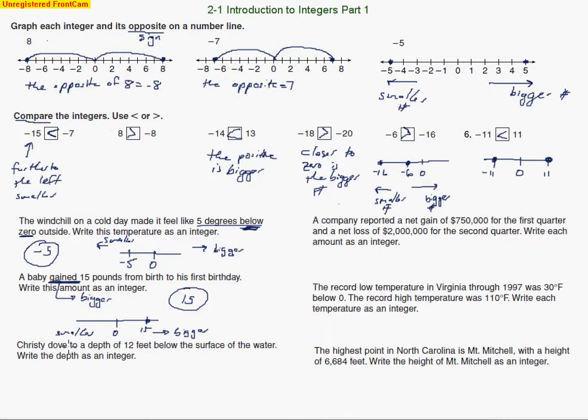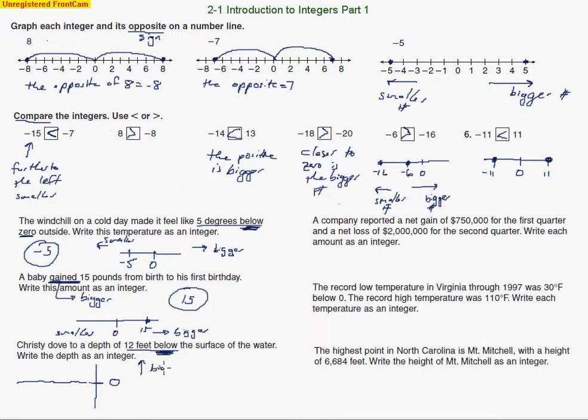Christy dove a depth of 12 feet below. So below, that's the key word, below the surface of the water. Write the depth as an integer. Well, let's go ahead and think of it this way. We've done horizontal ones for quite some time, so let's take a look at a vertical axis. Here's 0. This is like the water surface right here. And we went 12 feet below the water. Well, which way do you think shows the bigger numbers? Well, the bigger numbers would be up.